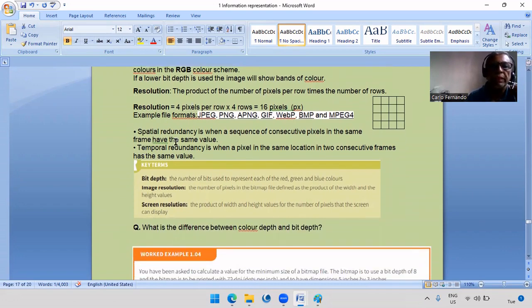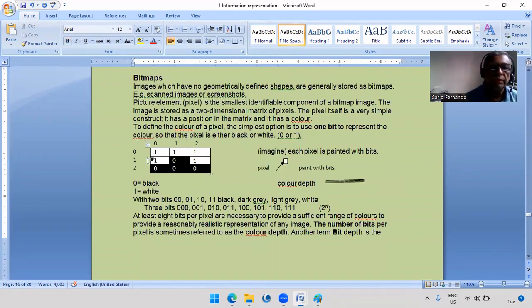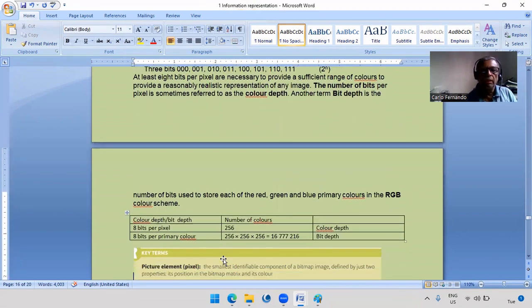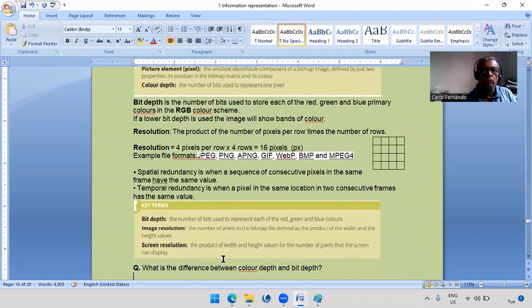There is a thing called spatial redundancy, which happens when a sequence of consecutive pixels in the same frame have the same value. So in this case, this one, or three consecutive, or maybe if you wrap around, then four: 1, 2, 3, 4. For four pixels, the same color value is there. That is called spatial redundancy, or duplication. Consecutive pixels in the same frame have the same value.